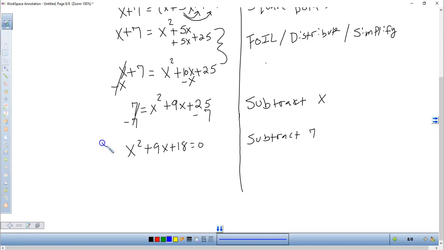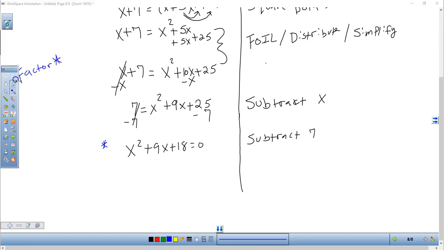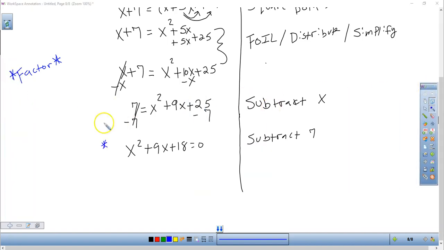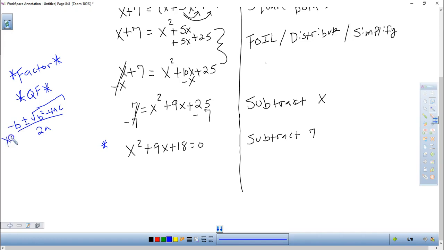Now once we get to this step here, we now have to factor. That's one method we can use. We could factor. Or we could use the quadratic formula. Remember quadratic formula, negative b plus minus the square root of b squared minus 4ac all over 2a, and that's x equals. So I could use this. If you're more comfortable with this than factoring, that's fine. I'm going to go through and factor. This one factors very nicely.